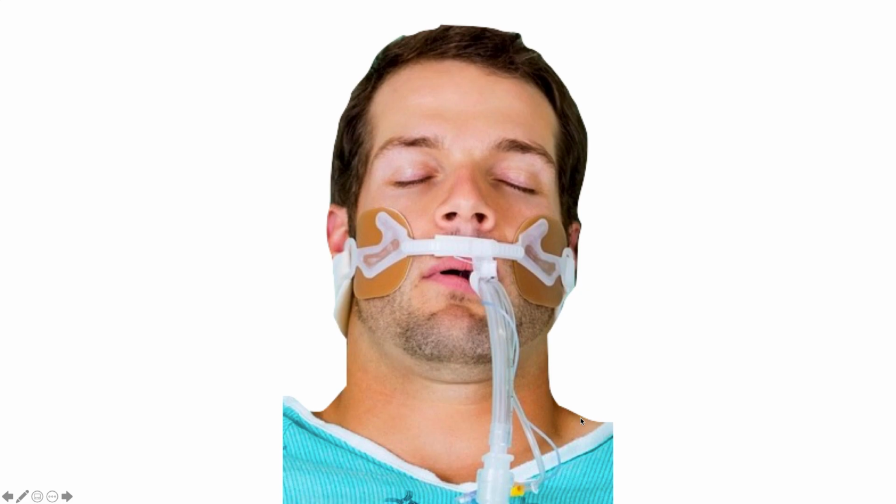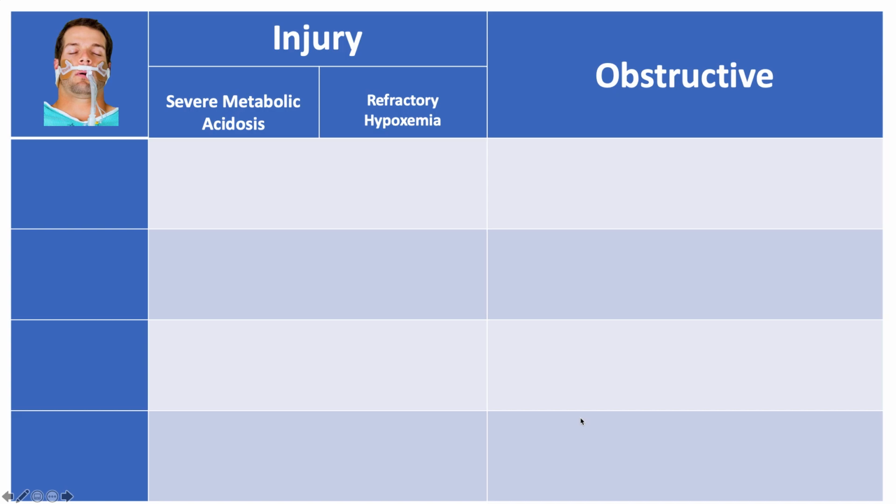Yes, there's lots of different diseases that can make you intubate someone and put them on a vent, but if you can at least get it down to two major categories: the injury category and the obstructive category. For injury, this can include severe metabolic acidosis, also refractory hypoxemia. And if you look at all the reasons for that, ARDS, sepsis, DKA, and other. So for the most part, if you look at the obstructive category, it's asthma and COPD. For any other reason that you are intubating someone, you're pretty much going to put them under the injury category.